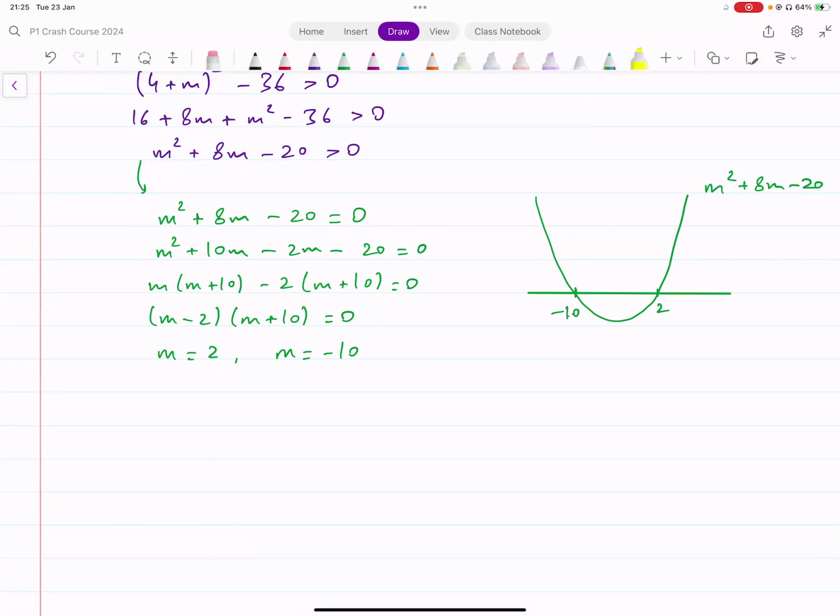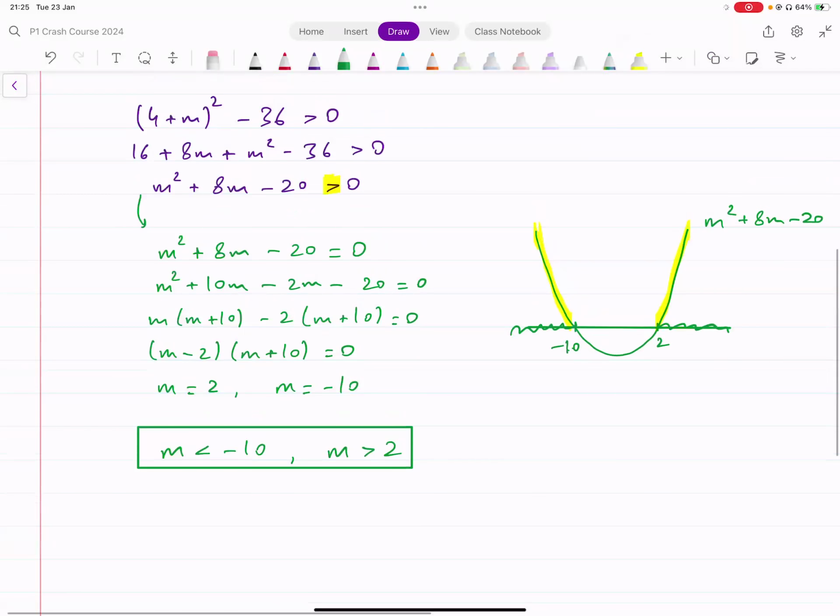What sign do we have? We have a greater than sign. So we are basically looking at those parts of the graph which are above the x-axis. So it's either this part or this part. So what are going to be the solutions? To the left of minus 10 and to the right of 2. So we say m is either less than minus 10 or m is greater than 2. We write it as two separate inequalities because we have two separate regions. So m is either less than minus 10 or it's greater than 2. This is going to be the solution that we have from this.